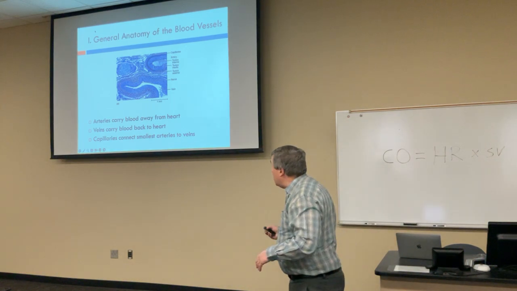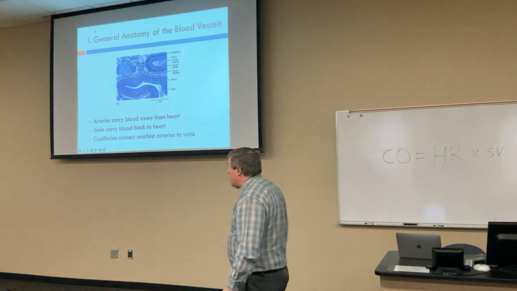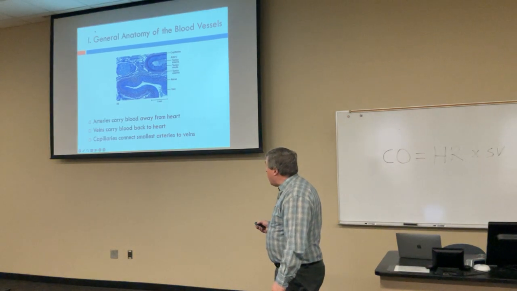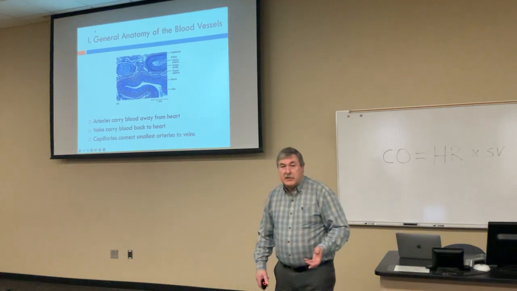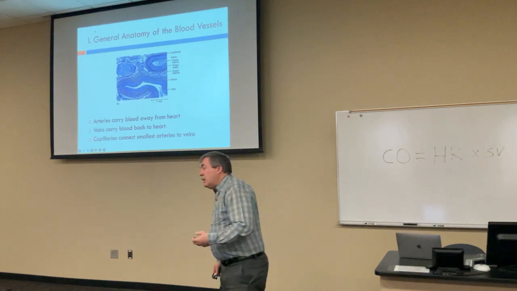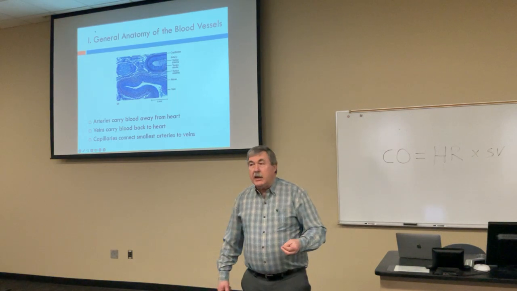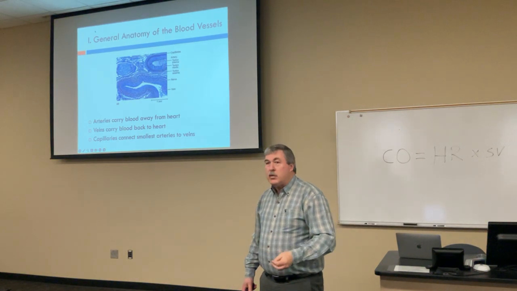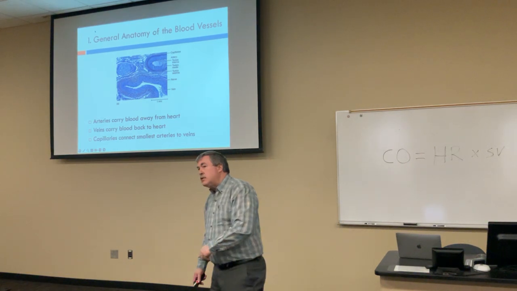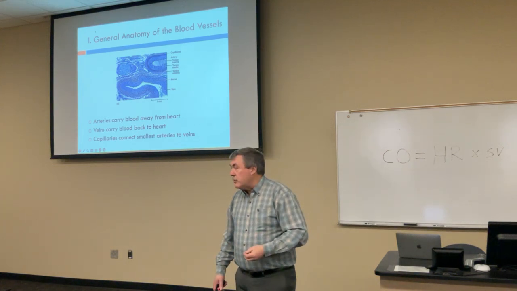And so then veins, which return blood back to the heart, always carry blood towards the heart as opposed to away. And then in between the arteries and veins, we have the smallest blood vessels, which are called capillaries. Capillaries are sometimes called the functional units of the cardiovascular system because that's where gas exchange occurs. That's where oxygen is delivered to tissues and carbon dioxide is picked up by the blood.